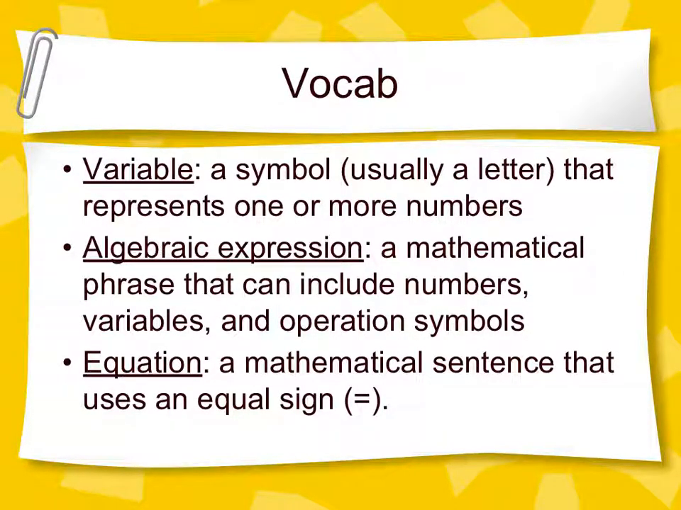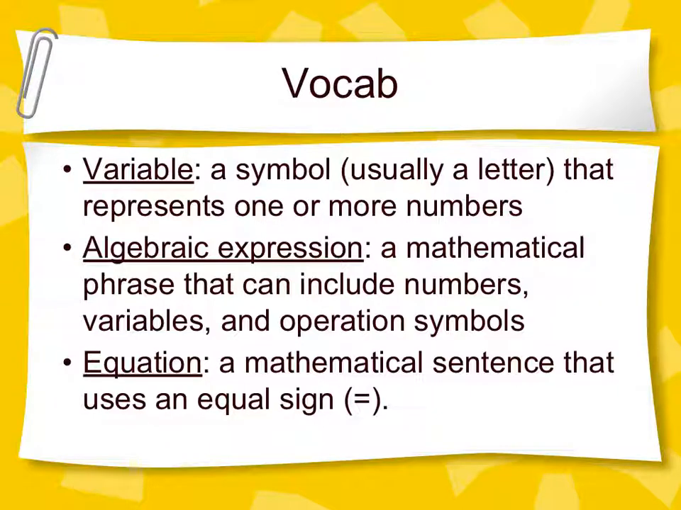In Algebra 1, we will be using lots of variables, which are symbols, usually a letter, that represents one or more numbers. So variables are going to be used to represent different things that we need throughout our work. Algebraic expressions are mathematical phrases that can include those variables, numbers, and operations. And then we've got equations. The difference between an equation and an expression is that equal sign.